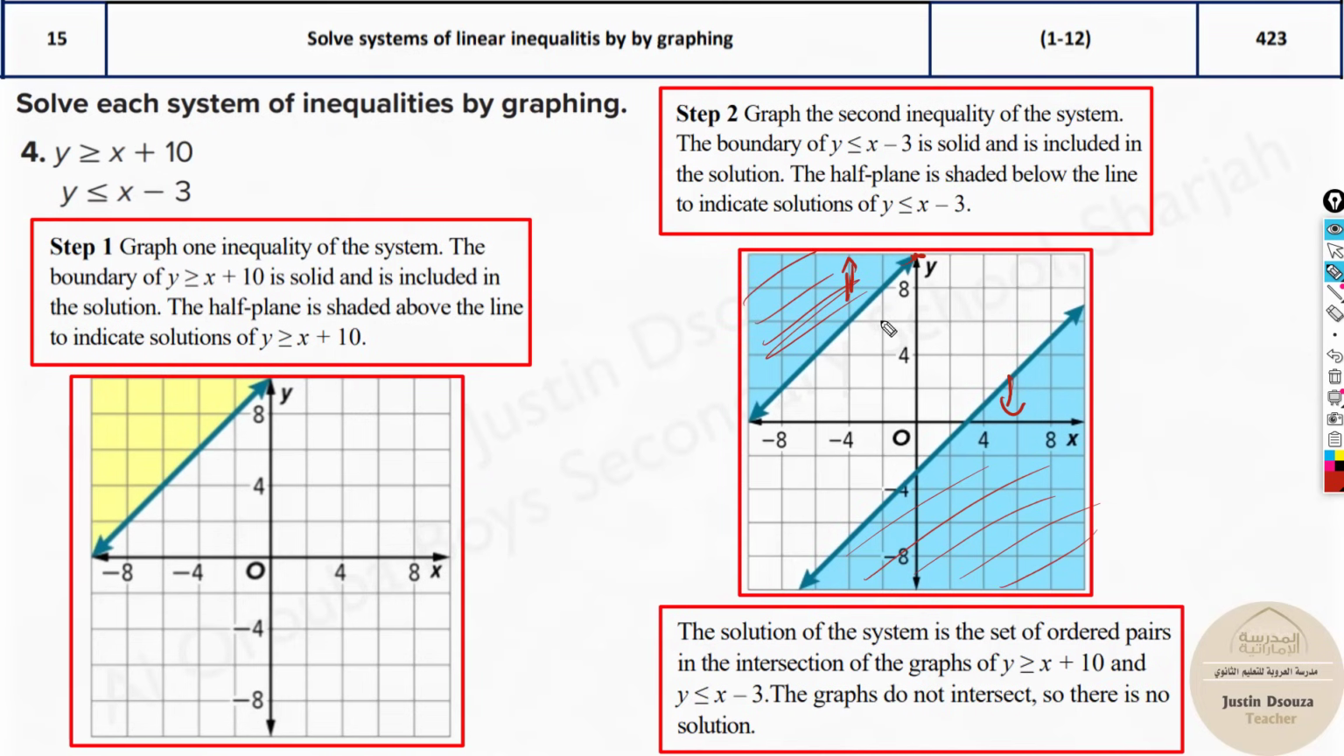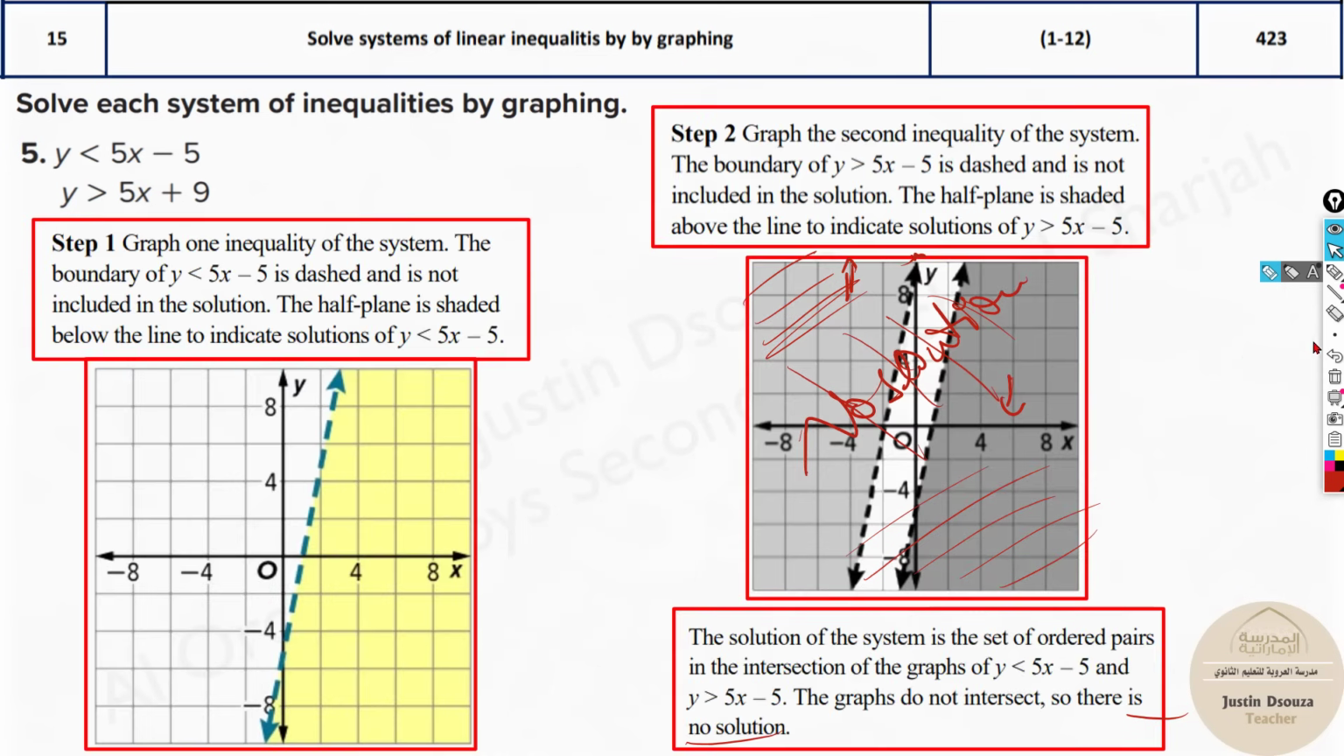Is there any overlapping region? No, there is no overlapping region over here because the slopes are the same. They are parallel lines. They will never touch each other, and there are no intersecting lines. It's not overlapping anyway. So there is no solution. There is no solution for this graph. So the answer is C. You can see it's no solution basically.